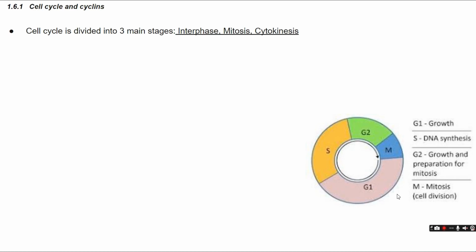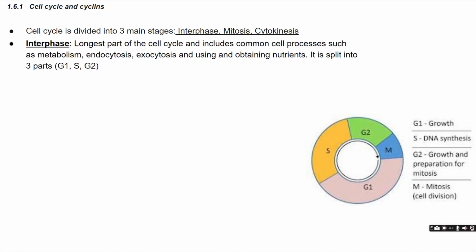So first off, we're going to talk about the cell cycle. There are three stages to the cell cycle. We have interphase, mitosis, and cytokinesis. Interphase is the longest part of the cell cycle, and it also includes three parts. We have G1 right here, S, and G2.